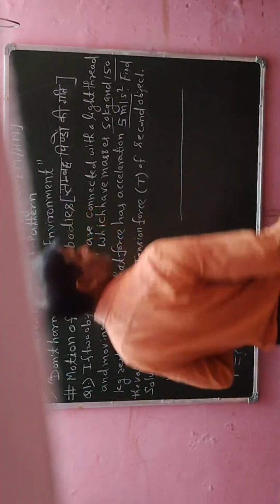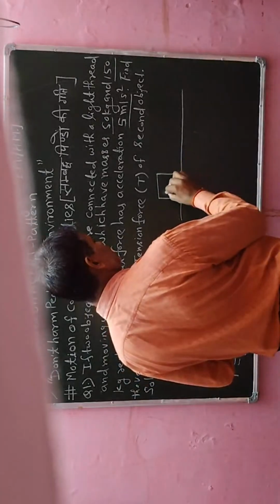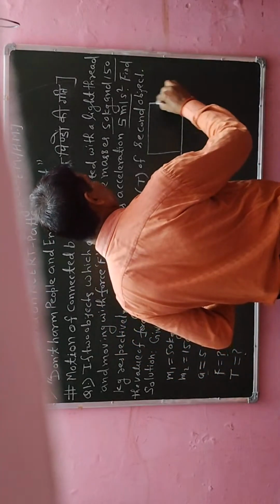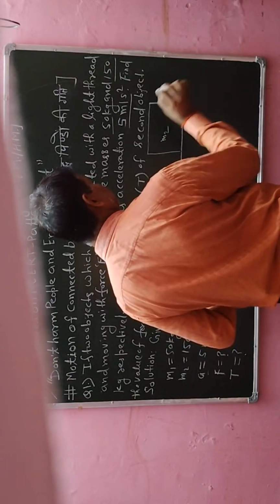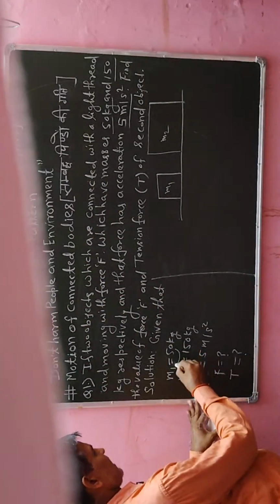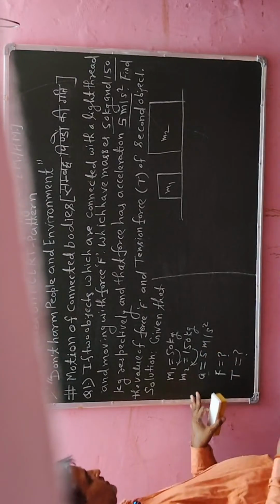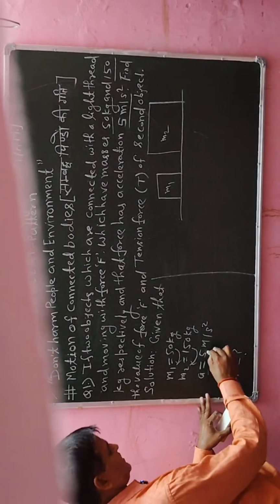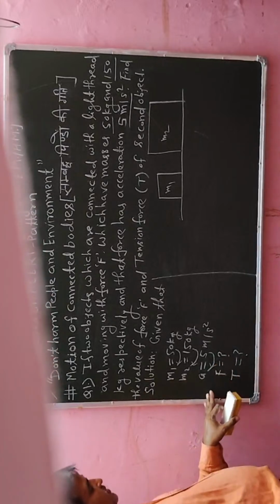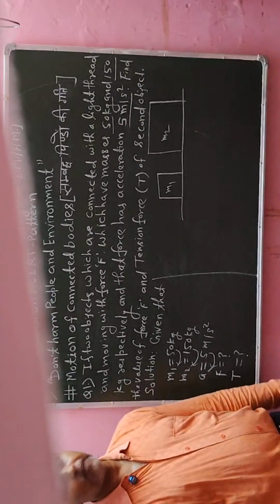Now I am going to draw a horizontal smooth plane, and here I am writing one object which has mass m1, and another object which has mass m2. The value of m1 I have assigned as 50 kg, and 150 kg in m2. Now the value of acceleration, 5, I have assigned in parameter a.